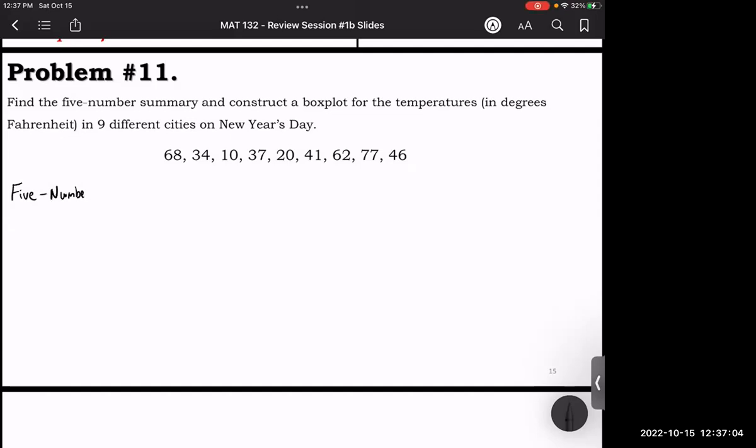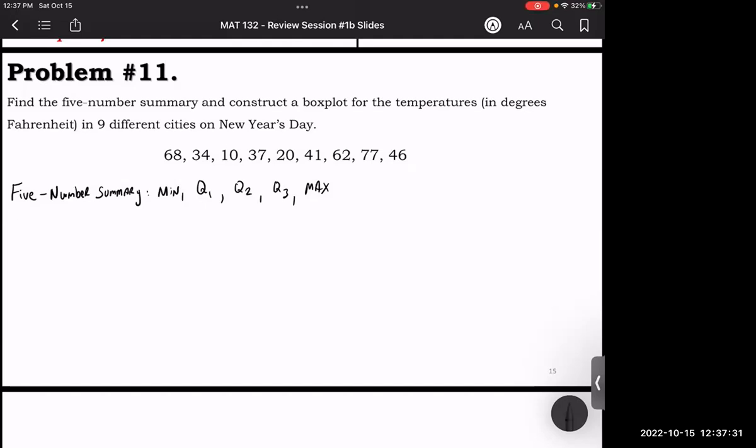Is it the maximum, the minimum, and Q1, Q2, and Q3? That's right. So I'm just going to put it in order. They are minimum, Q1, Q2, Q3, and the maximum. So Q1, Q2, and Q3 are your quartiles: lower quartile, the middle quartile, and the upper quartile.